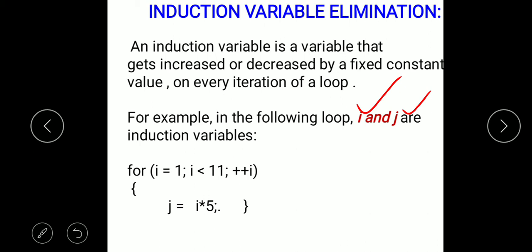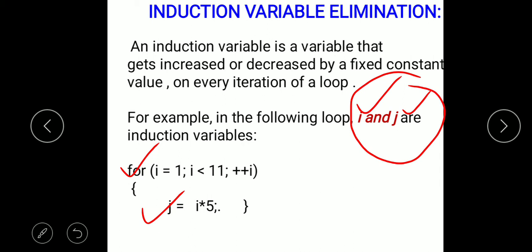Okay, look at this loop. For loop, for i equals 1, i less than 11, i plus plus, and within the loop there is a statement j equals i plus 5. Every time, in every iteration of the loop, the value of j is getting incremented by 5. So we will say i and j are induction variables.